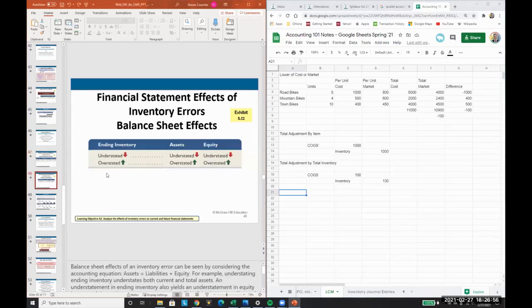And so make sure we're always realizing that inventory could impact things. If we understate inventory, it's going to understate our assets and equity. And if we overstate inventory, it's going to overstate assets and equity in that period. And then every period after, it'll negatively impact it.